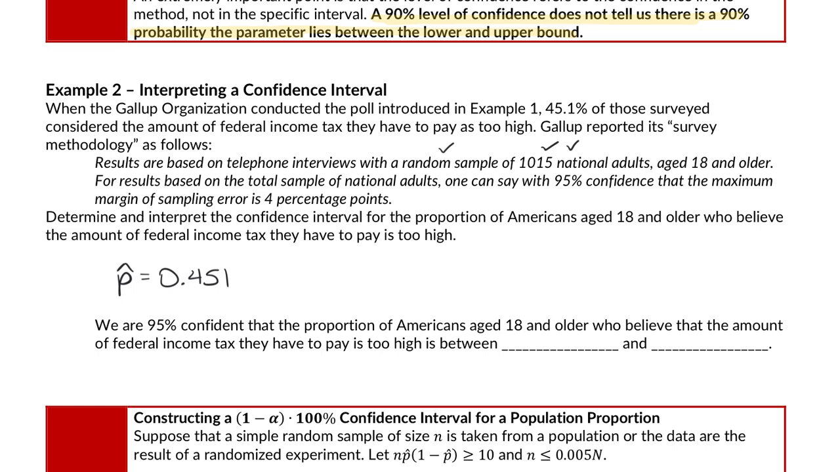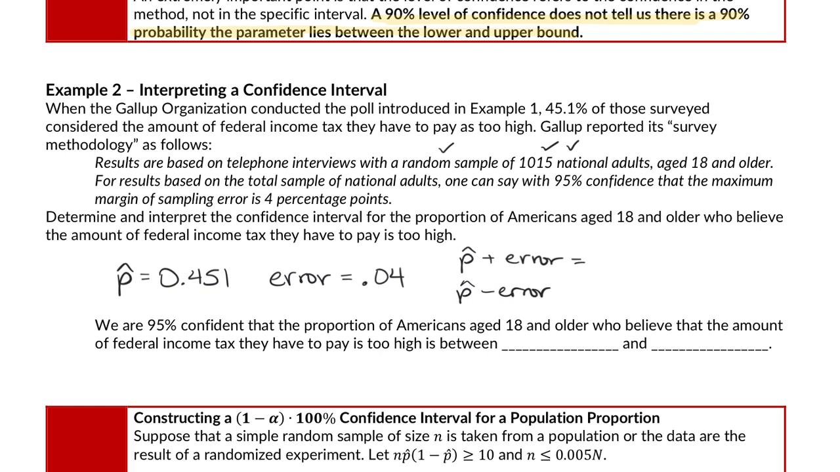The next question is to find our error. In this problem, they told us that we would have a margin of sampling error as 4 percentage points, which means this is going to be 0.04, 4%. So we are 95% confident that the proportion of Americans aged 18 and older who believe that the amount of federal income tax they have to pay is too high is between something and something. All we're going to do is do the sample proportion plus your error and the sample proportion minus the error.